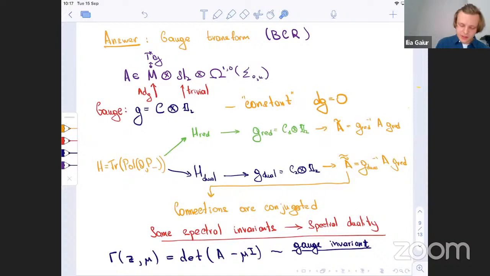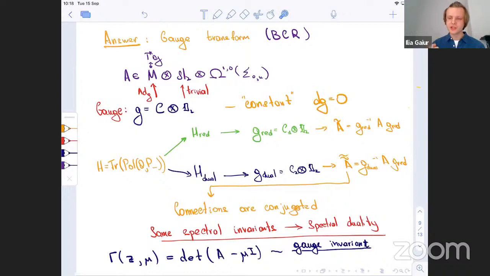The answer is the gauge transformation. Since we consider our residues to live in this phase space, so we take some coadjoint orbit and multiply it by SL2, our connection lives in the following space. So we have our phase space, which is T*G actually, tensor product with SL2, and tensor product with the holomorphic forms on the four-punctured sphere. And we take a very special gauge here. It's just a tensor product of some matrix with the identity matrix of size 2. Also this gauge is a constant, so we don't have the affine part for the gauge transformation. So it's purely conjugation of our connection.